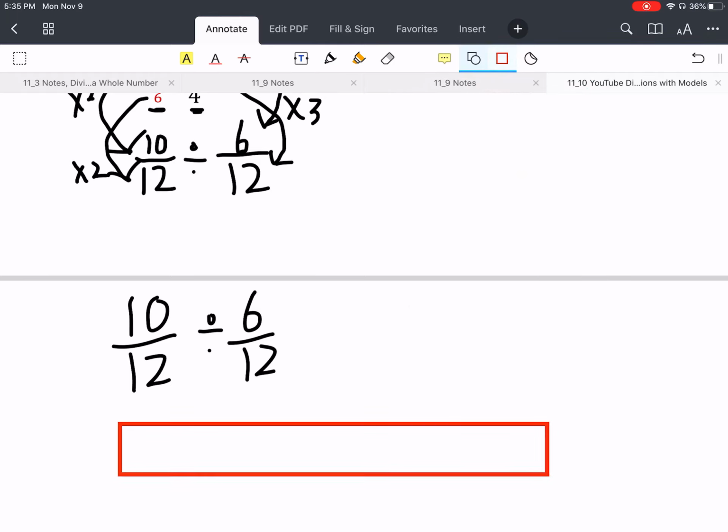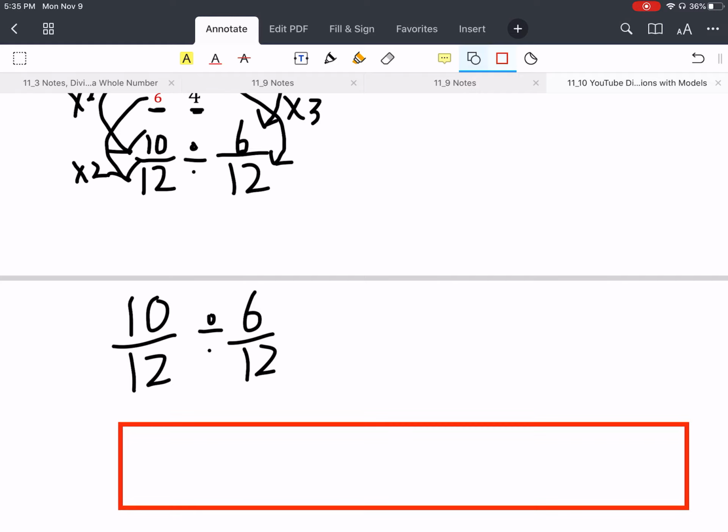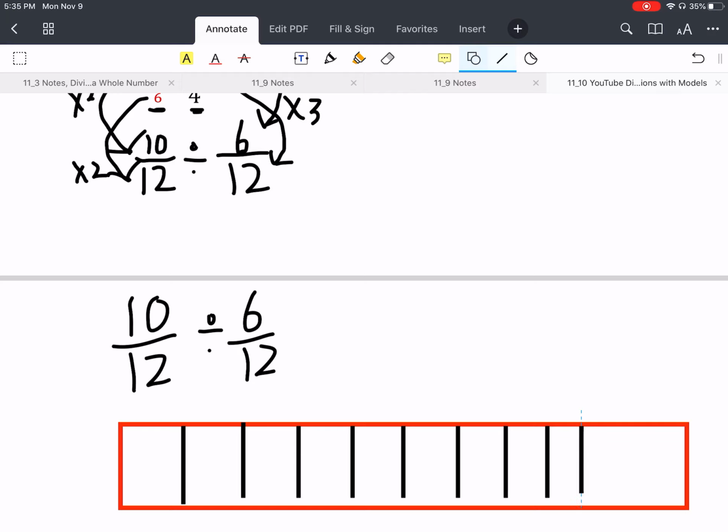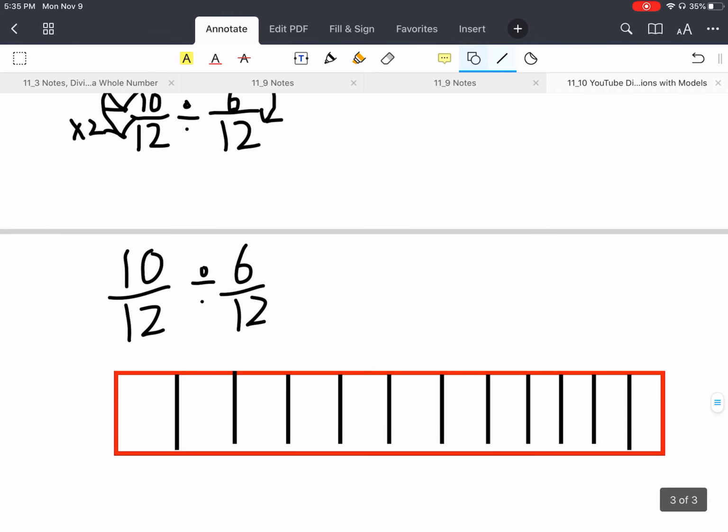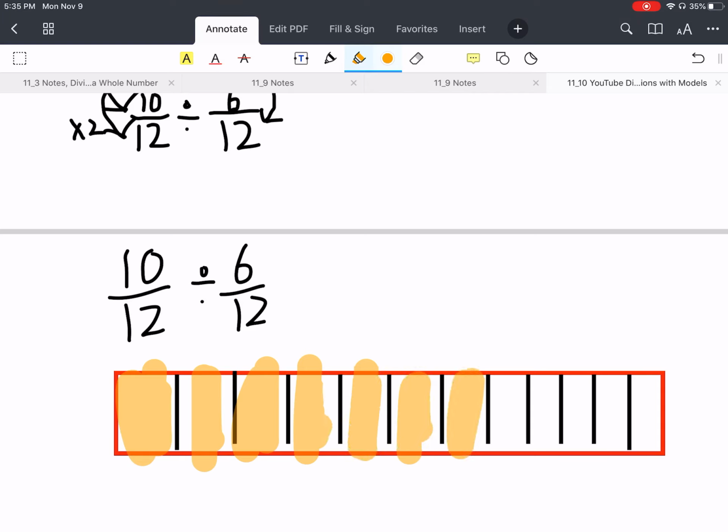So we have our lovely box. Really punishing myself with these big denominators. We're going to try and make 12 boxes. 3, 4, 5, 6, 7, 8, 9, 10, 11, and 12. We're doing 10 of the 12ths. 2, 3, 4, 5, 6, 7, 8, 9, 10. And we're going to figure out how many sections of 6/12 we have. So 2, 3, 4, 5, 6.